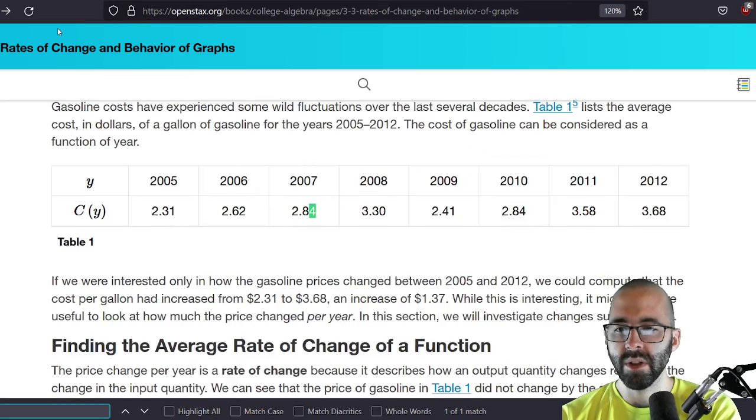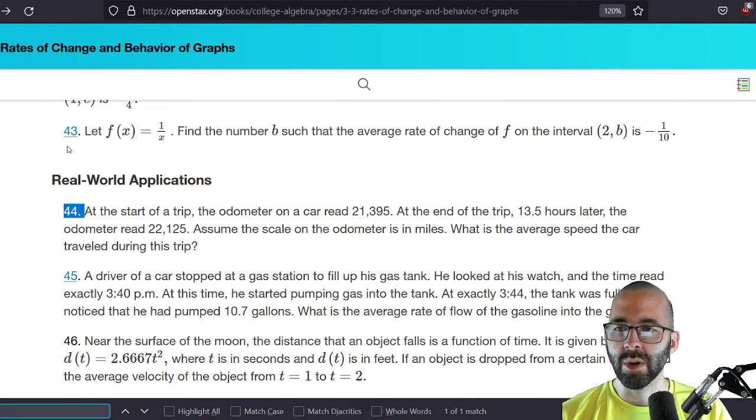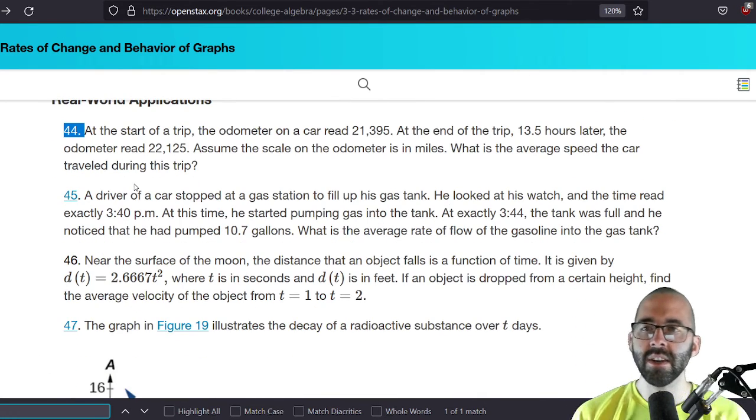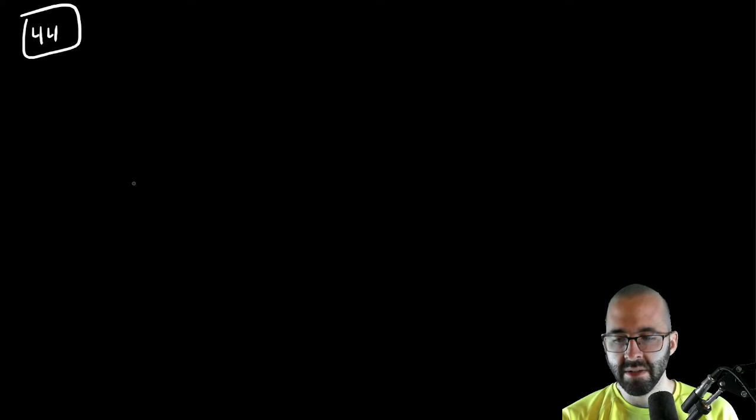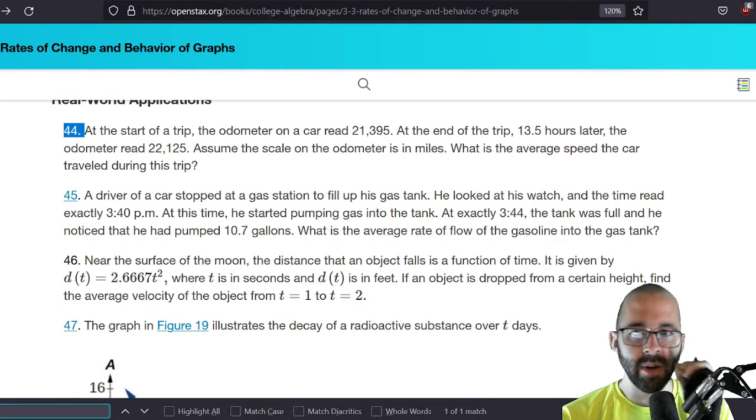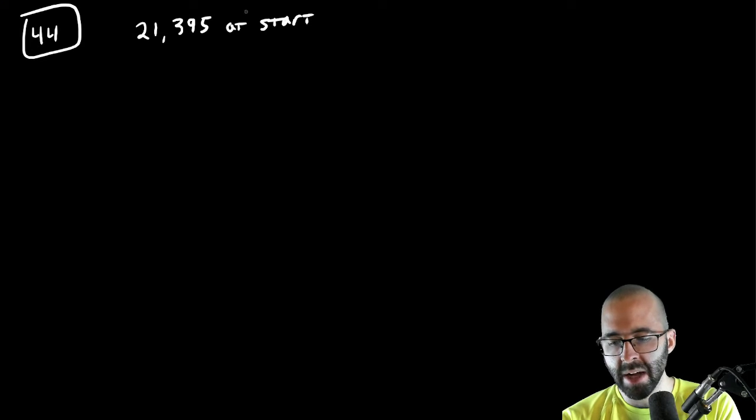Last problem, let's do problem number 44. Let's scroll all the way down. Ooh, a real world application. At the start of a trip, the odometer read 21,395 miles. It's good to write things down, write down the information. These are miles.